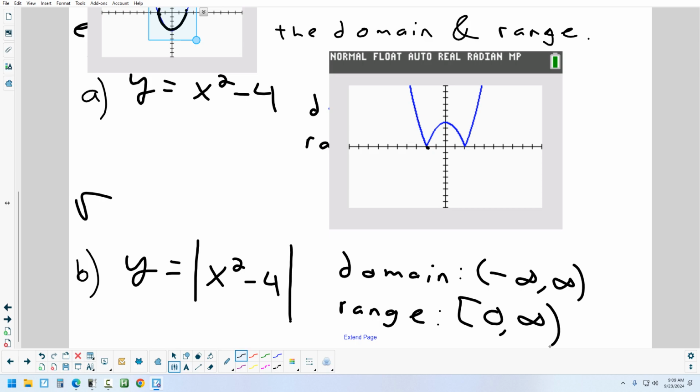It takes a little practice to get good with domain and range, but the calculator can really help you a lot with the range. Okay. Any questions on that one? Okay.